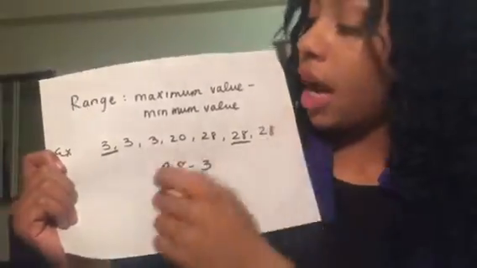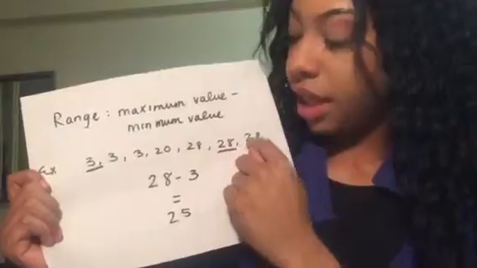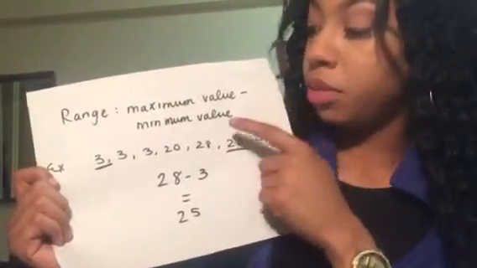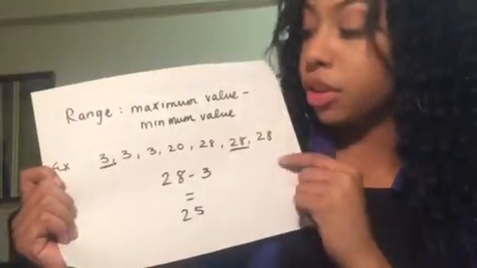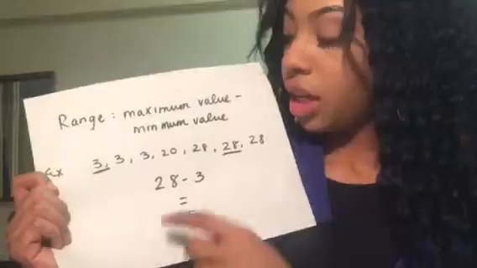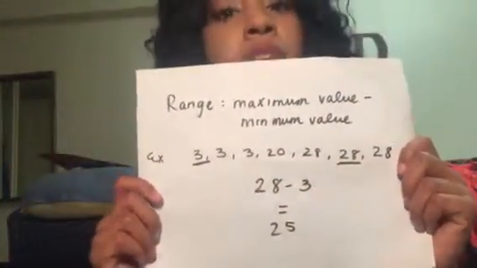An example I have is 3, 3, 3, 20, 28, 28, and 28. So we have to find the maximum value and the minimum value of the set of numbers. The maximum is 28 and the minimum is 3 in this set. So we do 28 minus 3 and we get 25. And that's how you find the range.